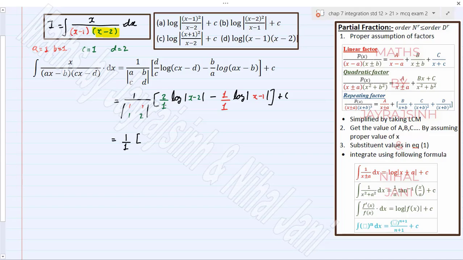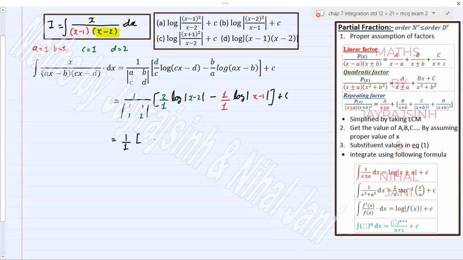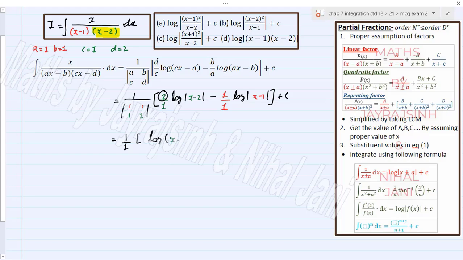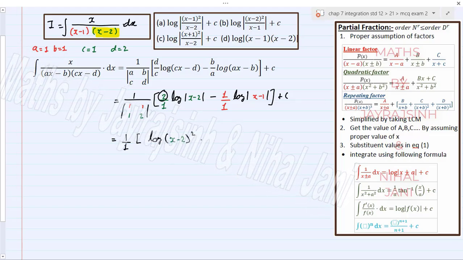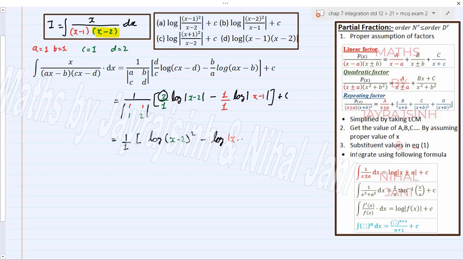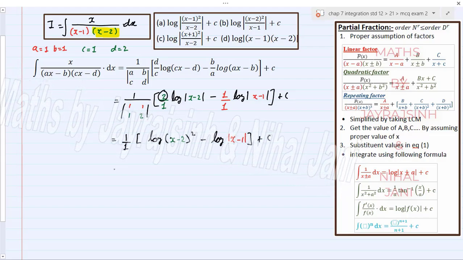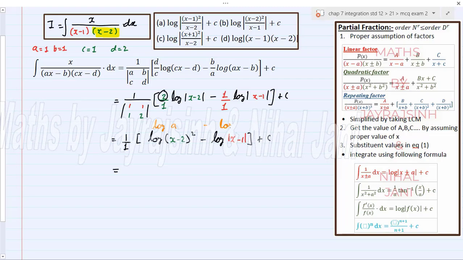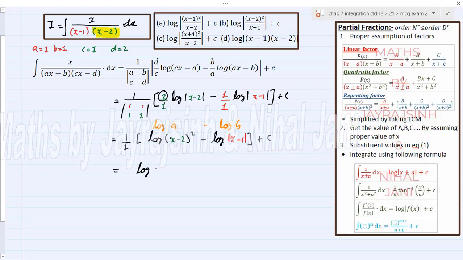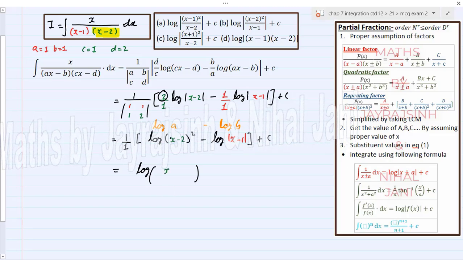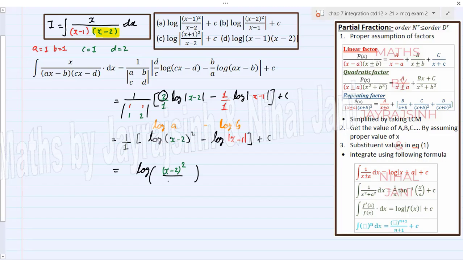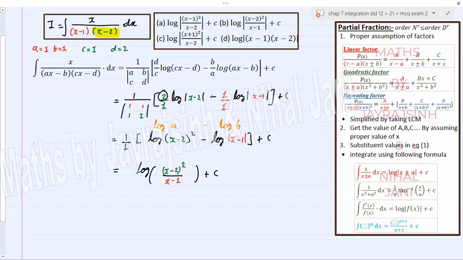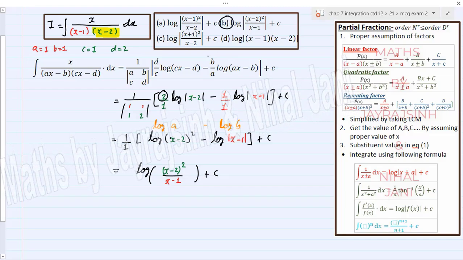And to simplify our bracket, we have to use property of log. According to property, this 2 will go within the power of our term, which is x minus 2. So it will become x minus 2 the whole square minus log mod x minus 1 still remain as it is. Now here we get log a minus log b form, which can be simplified as log a by b. So let's write down our a, which is x minus 2 the whole square, upon b, which is x minus 1, plus c. Is your final answer, which is given in option B.